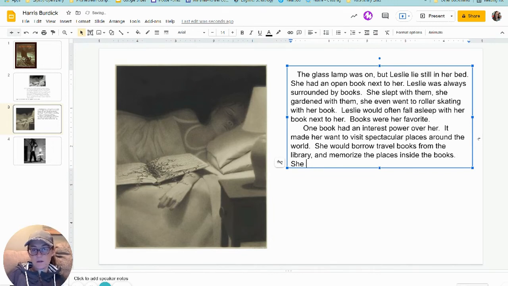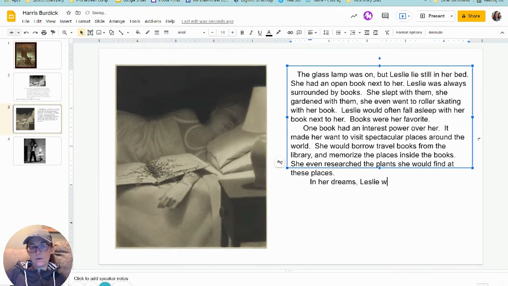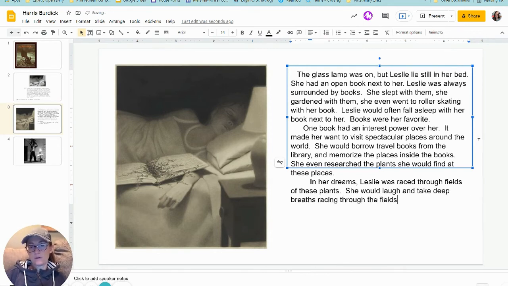She even researched the plants she would find at these places. In her dreams, Leslie was racing through fields of these plants. She would laugh and take deep breaths racing through the fields.